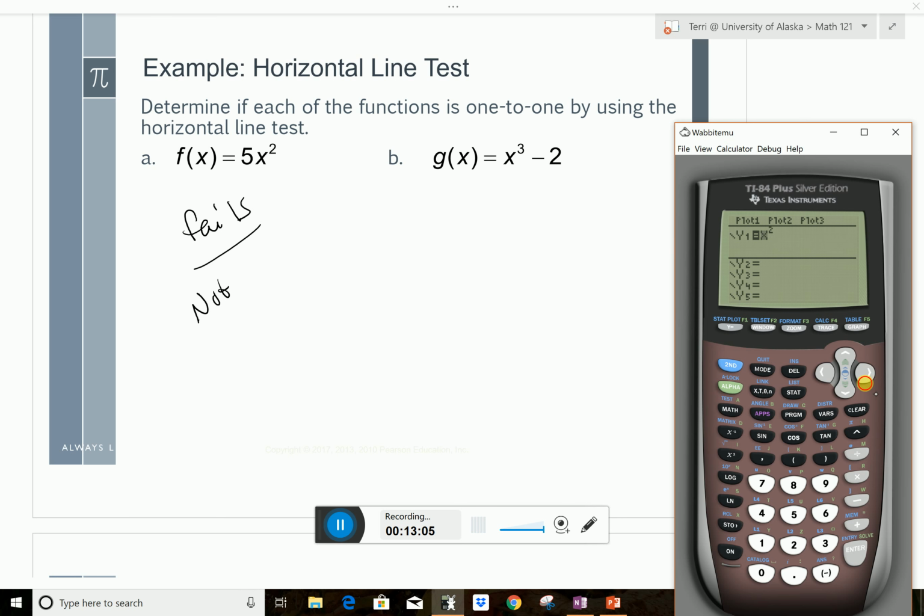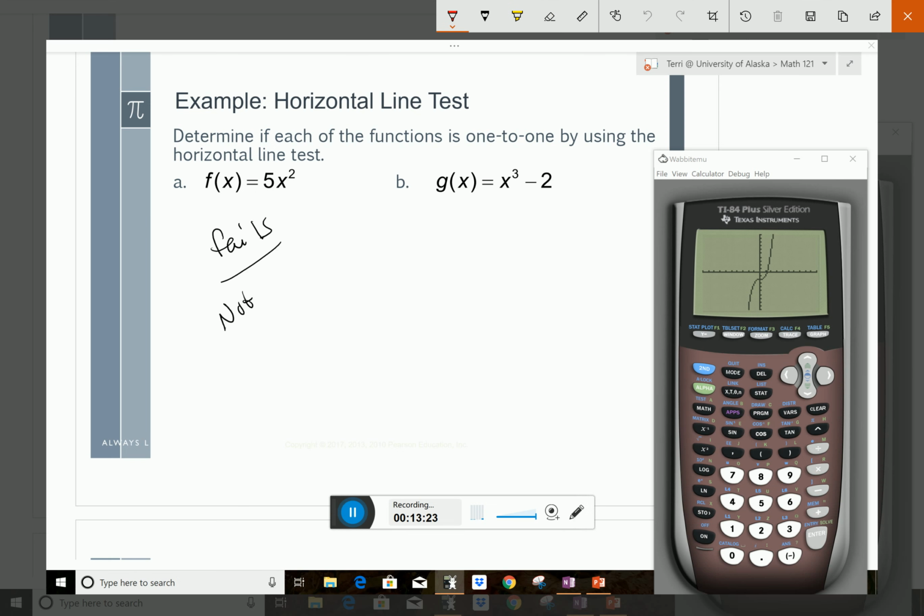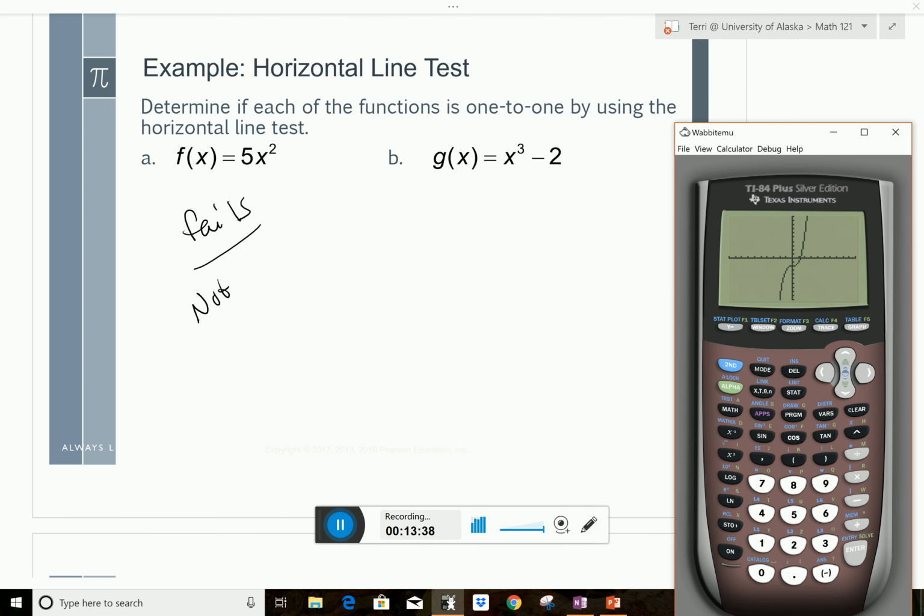Let's test this one. Oops. I want to go right there. Change that to x cubed minus 2. All right, let's look at what that looks like. Okay, so that's what x cubed minus 2 is. And again, no matter what, if I put a line, I can't find a place where it crosses more than once. Yes, it gets very close right here, but it still does not cross more than once. So this one passes the horizontal line test. Therefore, this one is one-to-one.